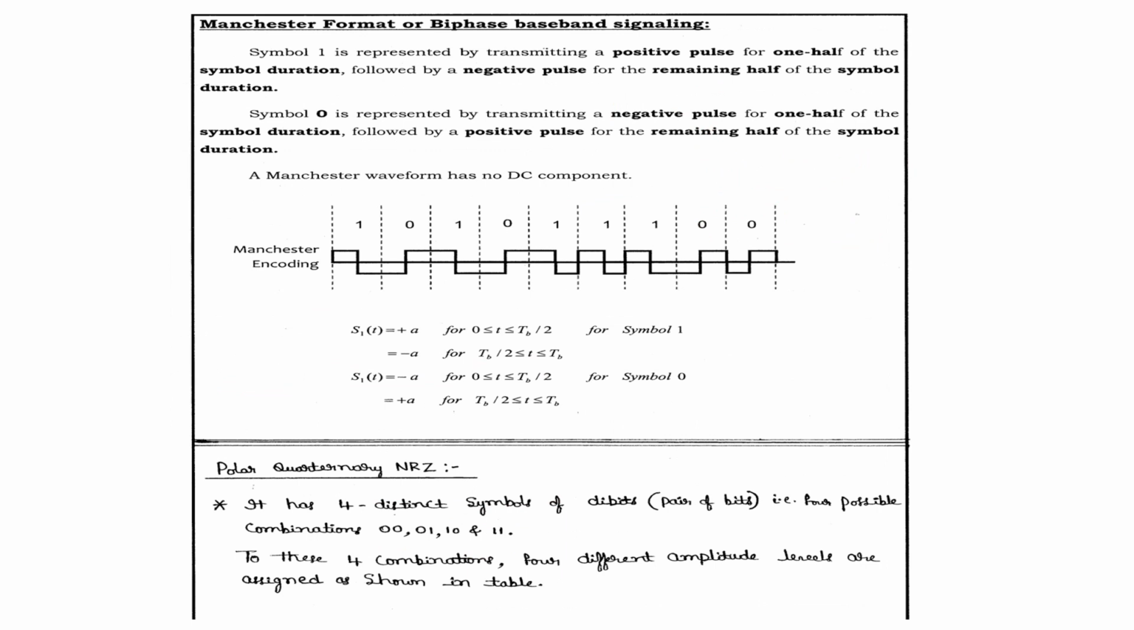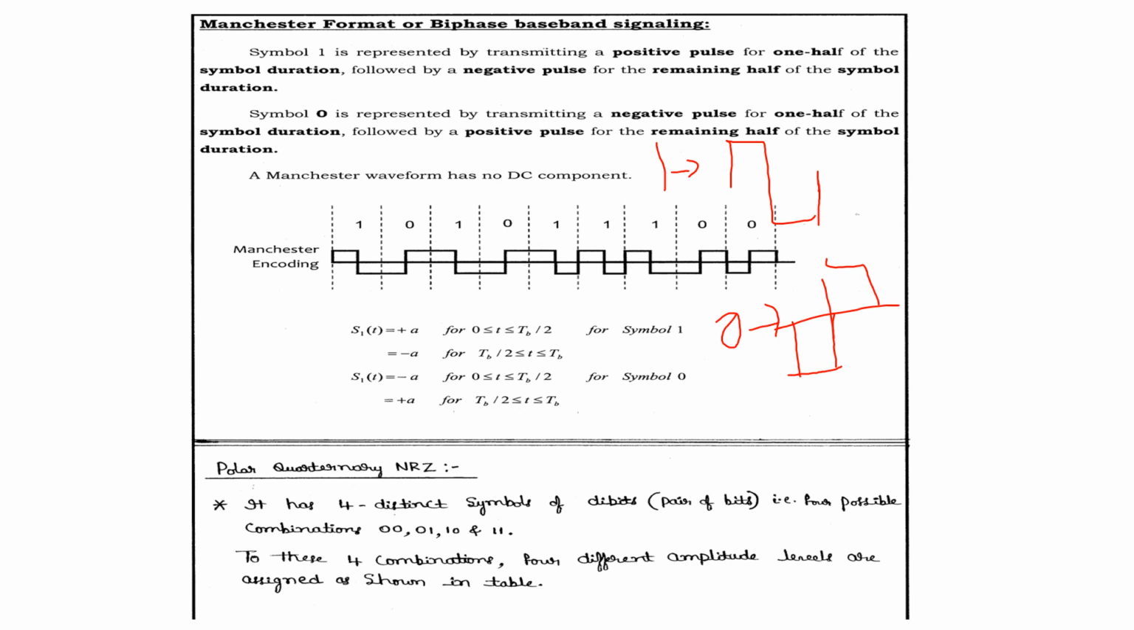So the next signaling is the Manchester format. Earlier, for bit 0 there was a DC level in the bipolar and the unipolar. So this can be avoided, so we do not represent a DC level for a bit. Here bit 1 is represented with a pulse positive to negative. Bit 0 is represented with a pulse negative to positive. So this is the Manchester coding.